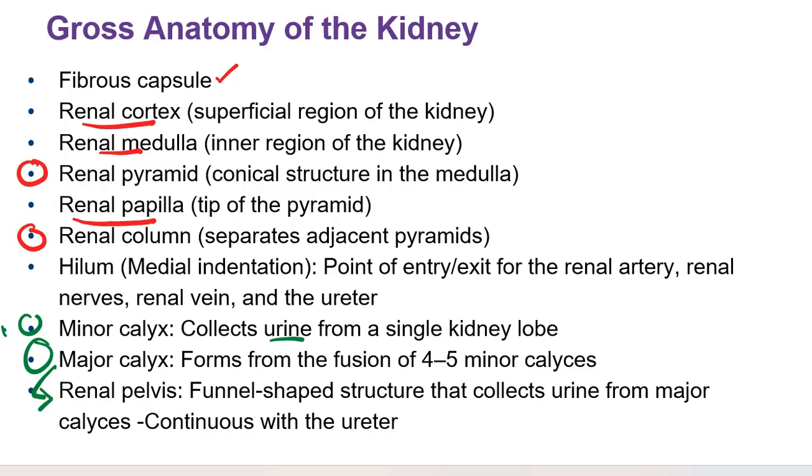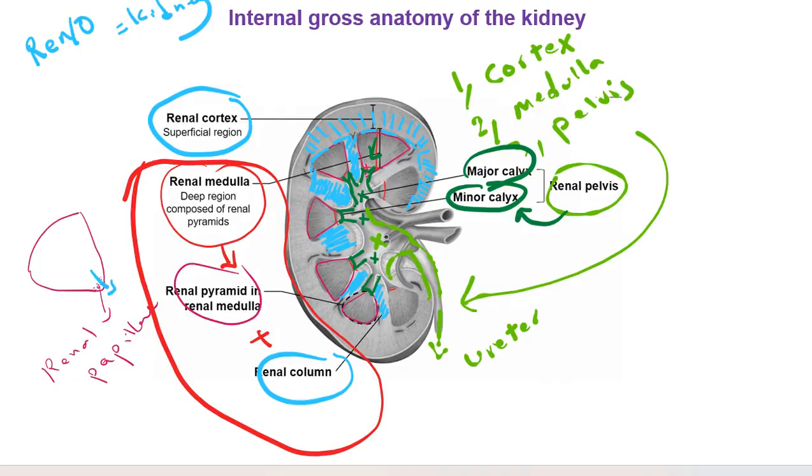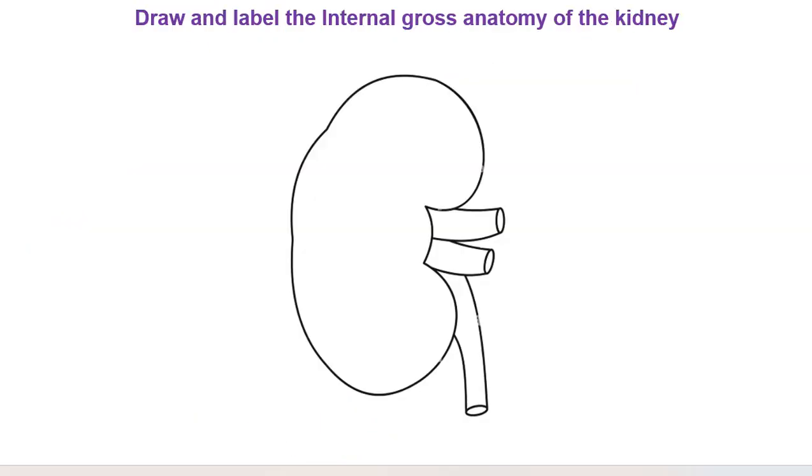And if you take a look at this picture one more time, there is a depression in the medial border of the kidney, which is called the renal hilum. The renal hilum acts like a gate: the renal artery going in, renal vein going out, nerves coming and going, and also the ureter leaves the kidney through the renal hilum. Now it's time to draw and label the internal anatomy of the kidney to learn better.